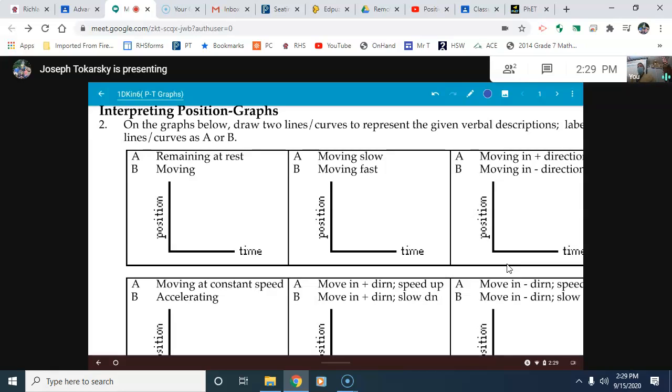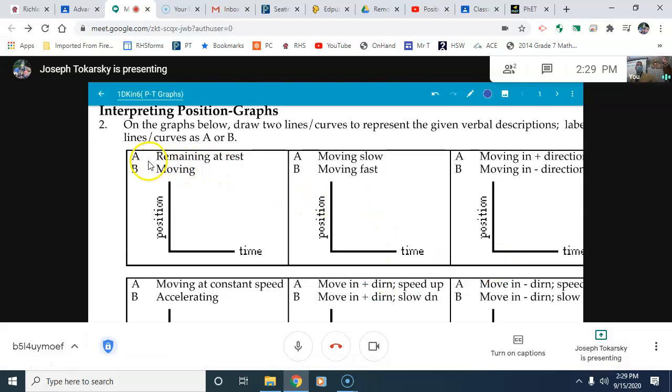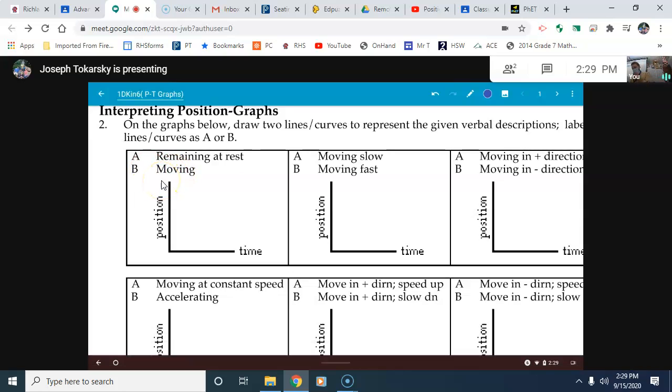All right, so let's see what we remember from the moving man thing. We've got to draw two lines in each box described by A and B, and we'll label them. We should probably color them two different colors so it looks nice, okay? I don't care what colors you use, I'll use the same thing.